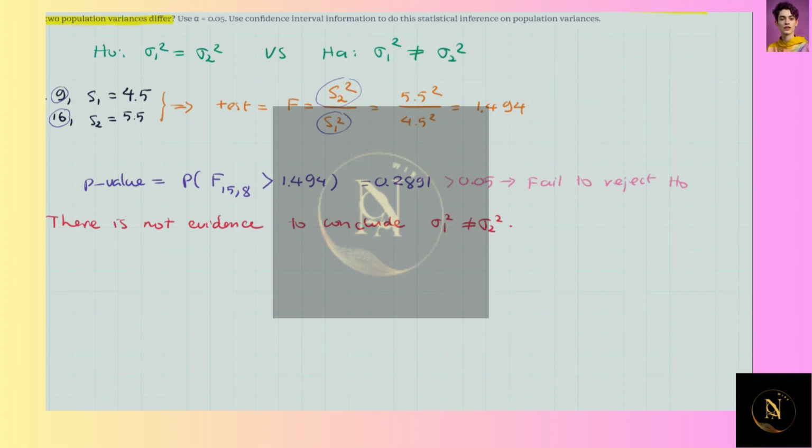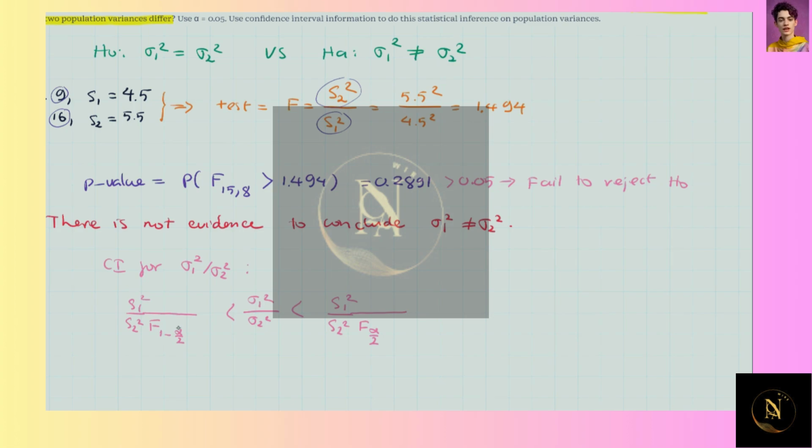Now the question asks me to use the confidence interval. Here the confidence interval for sigma 1 square divided by sigma 2 square will be between s1 square over s2 square divided by F of 1 minus alpha over 2, and s1 square over s2 square times F of alpha over 2.